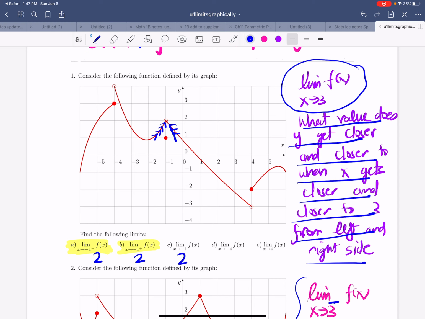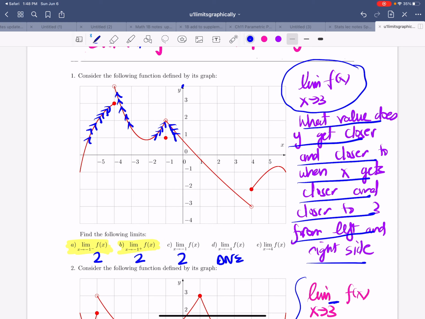Next, limit as x approaches -4 of f of x. So let's see, -4. When x is getting closer and closer to -4 coming from the right hand side, the y value is getting closer to 4. When x is getting closer and closer to -4 from the left hand side, the y value is getting closer to 3. So we would say this limit does not exist because we are going to two different numbers coming from the left hand side and the right hand side. If we were looking at one-sided limits, then those would exist.